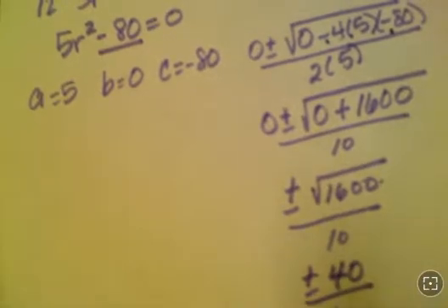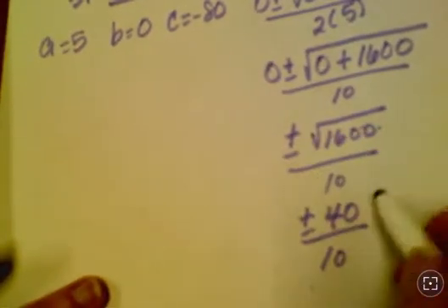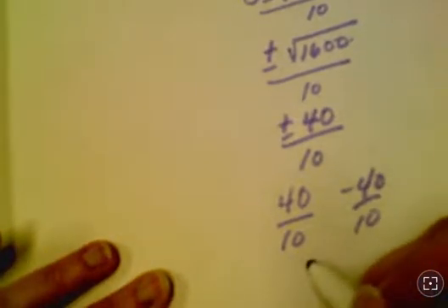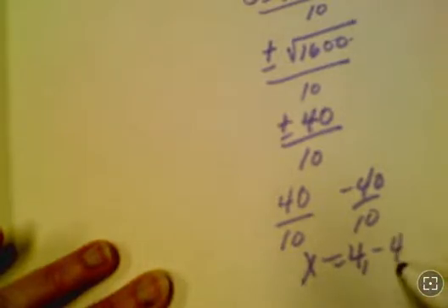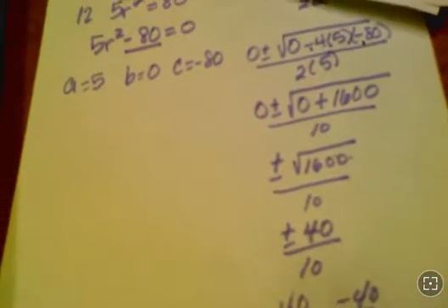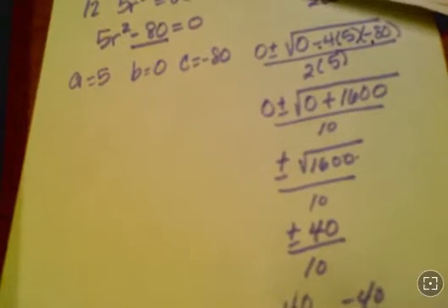So I have two problems right here. I have positive 40 over 10 and a negative 40 over 10. So my answer is x equals 4 and negative 4, or plus or minus 4 if you wanted to write that. Now, that is not the fastest way to solve this problem. It is just a way.